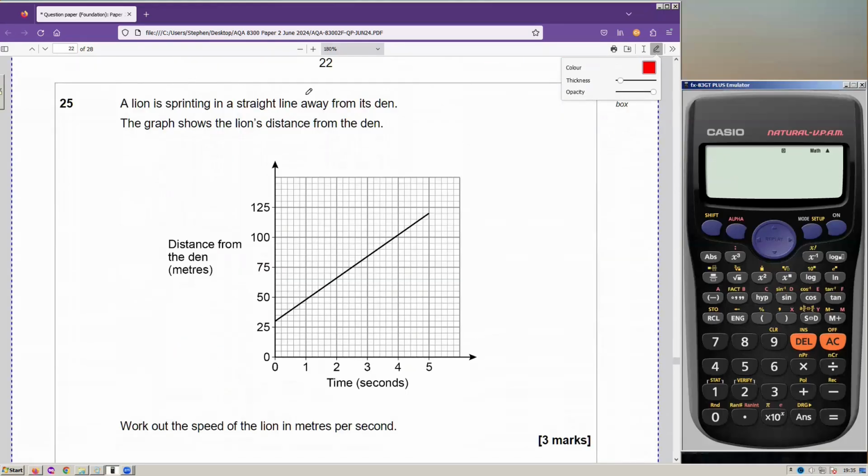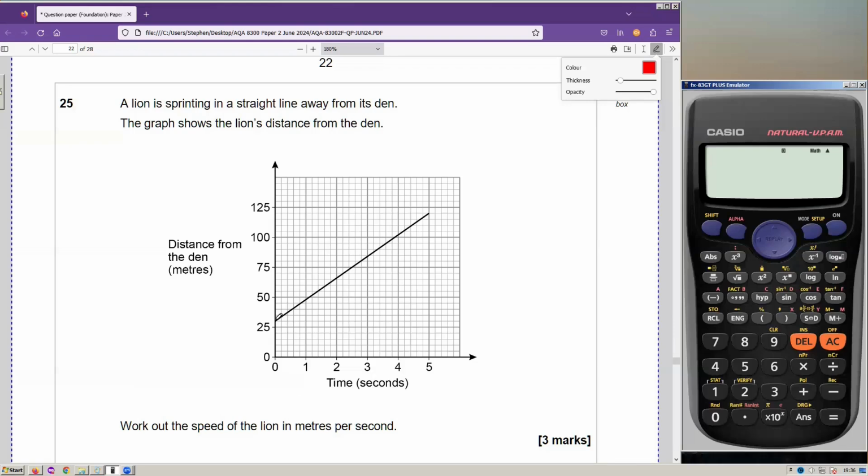A lion is sprinting in a straight line away from his den. The graph shows the lion's distance from the den. I was wondering why he wasn't starting from 0, because you'd think he was, but he may have been just a little way away from the den in the first place. Work out the speed of the lion in meters per second. Oh, okay, meters per second.